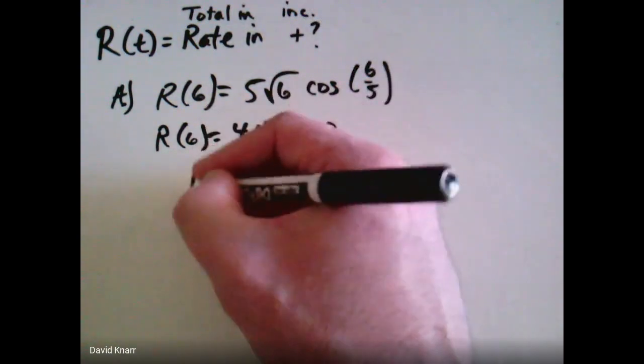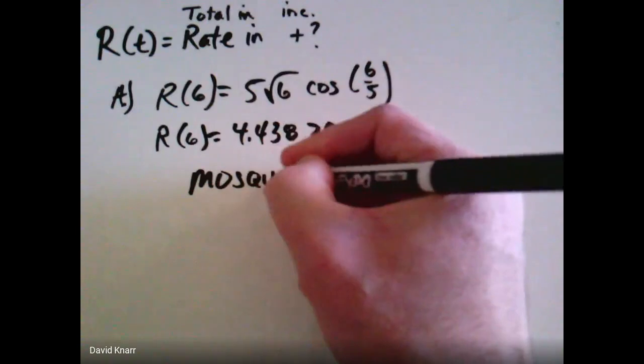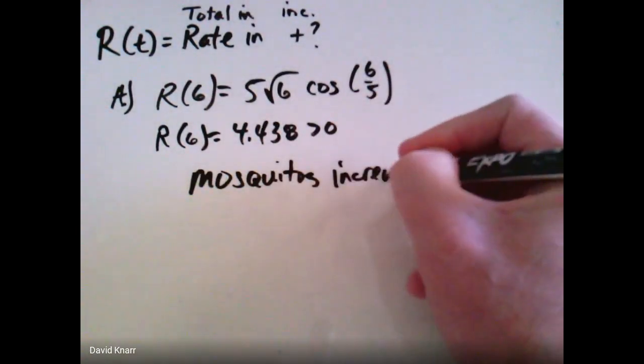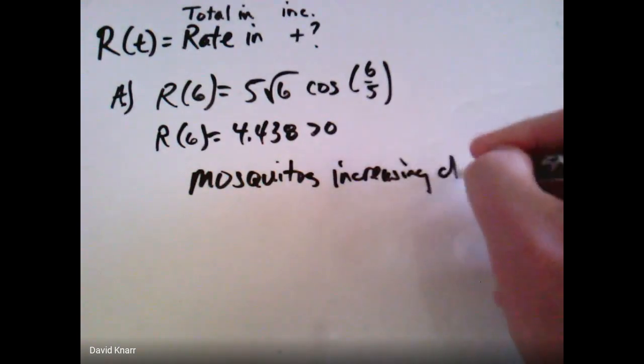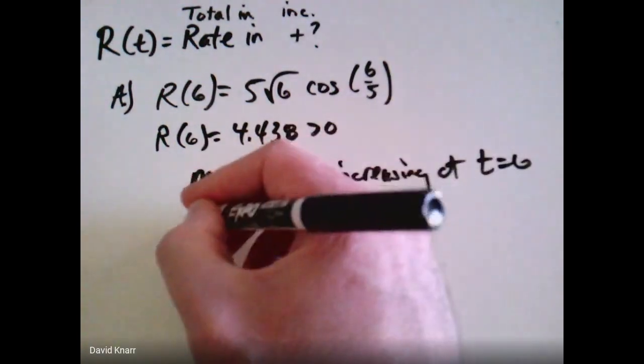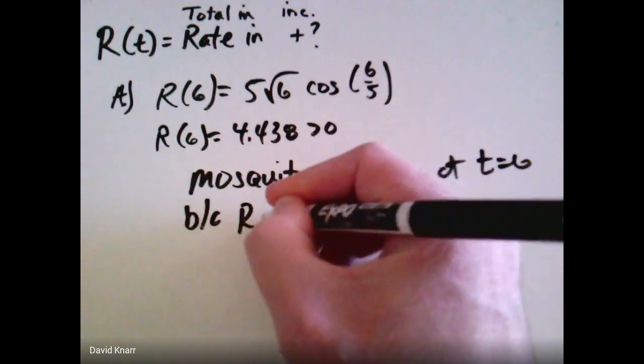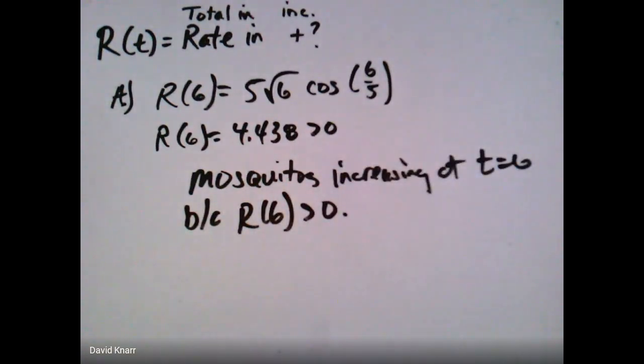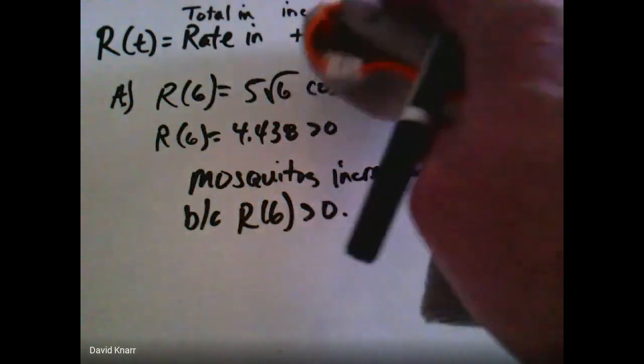So, mosquitoes increasing at t equals 6 because R of 6 is positive. That's your answer. That's all you've got to say. Now, you do have to mention the t equals 6. It's important. But that's all you need to say. And that's all you'd have to do for part A.